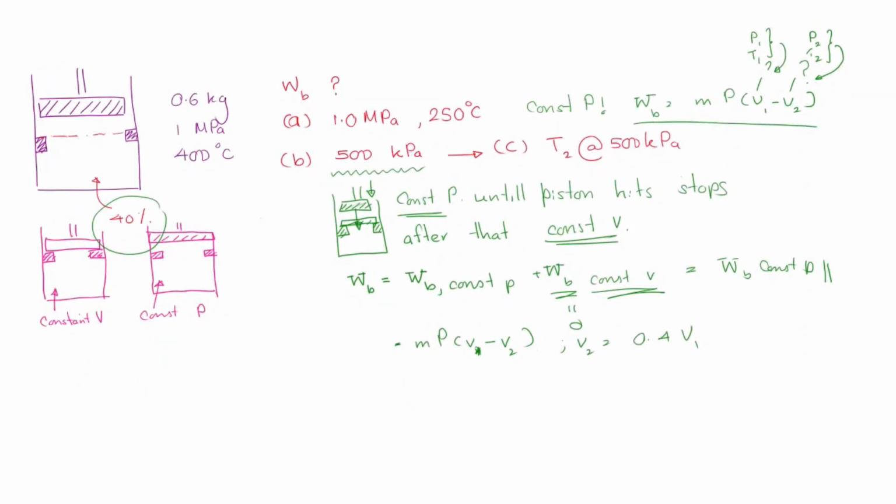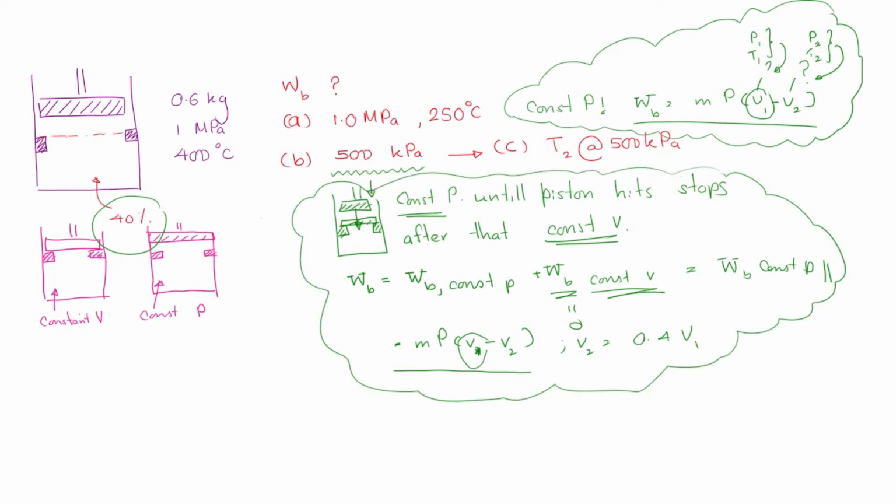For part C, we can calculate T2 using P2 and V2 values, because P2 and V2 are independent intensive properties. Now let's look at part A.